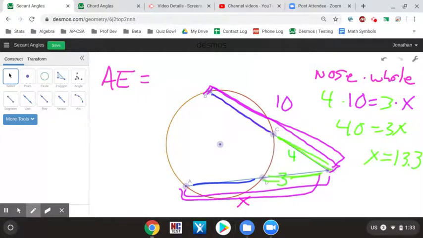So notice that since this piece was a little shorter, it had to stretch a little further across the circle. As this piece gets shorter, it makes sense that the entire length is going to get longer to stretch and make its way across the circle.